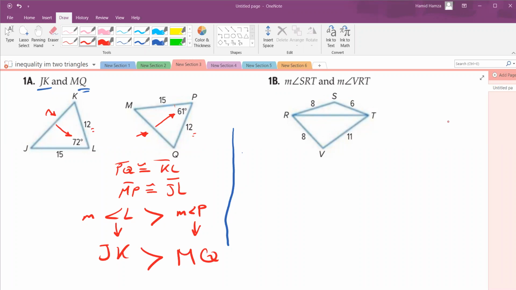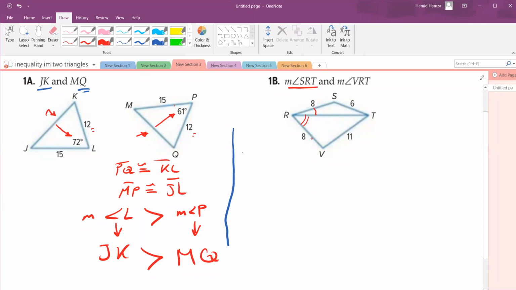مفيش حد خالص. عشان نحل ارفع يدك. Yes, اوكي يوسف يلا. Okay, so first we wanted to figure out where these angles are located. So angle SRT, this one. And the second angle, VRT, this one. Opposite side.